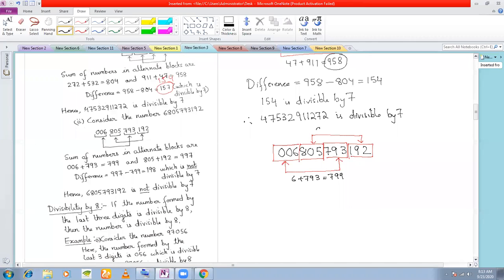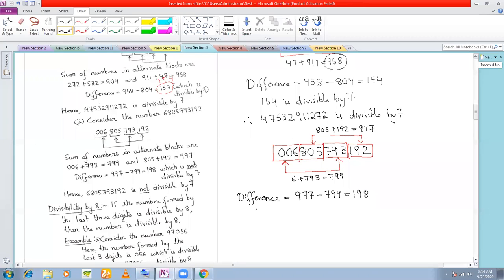And here you get 805 plus 192. You get 977. Now you take the difference of these two. Which one of the two is greater? 977 is the greater number. You take the difference. Difference is 977 minus 799. This is going to give you 198.